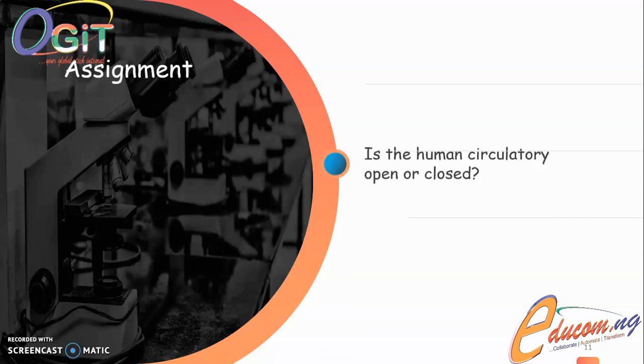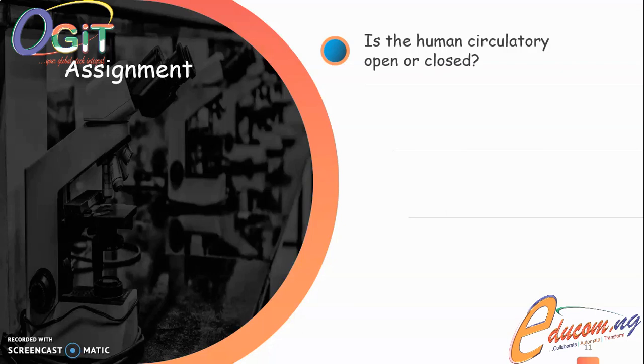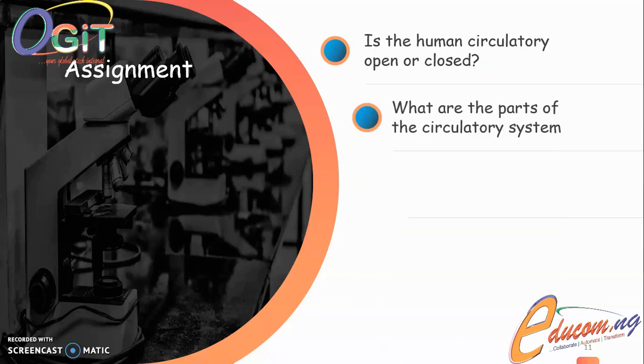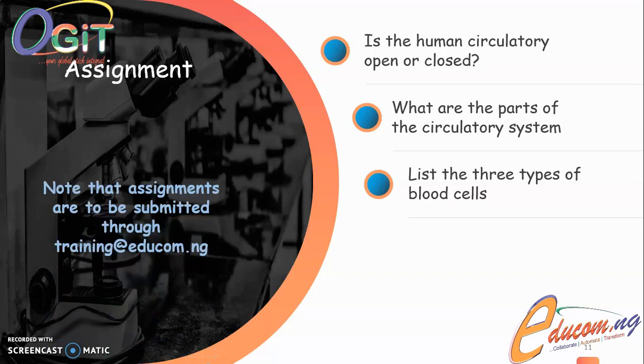Now, assignments. I'll be giving you 3 questions to make up the assignment for today's class. The first question is, is the human circulatory system opened or closed? Second question, what are the parts of the circulatory system? And the third and last question to make up your assignment for today's class is to list 3 types of blood cells. You have to know the assignments are to be submitted online through the email training@educom.ng.